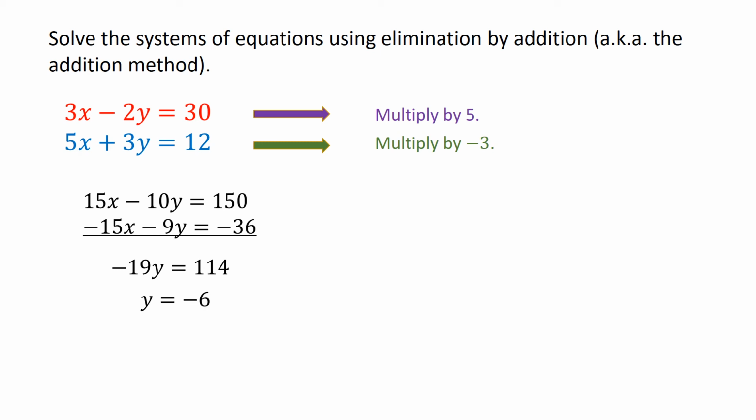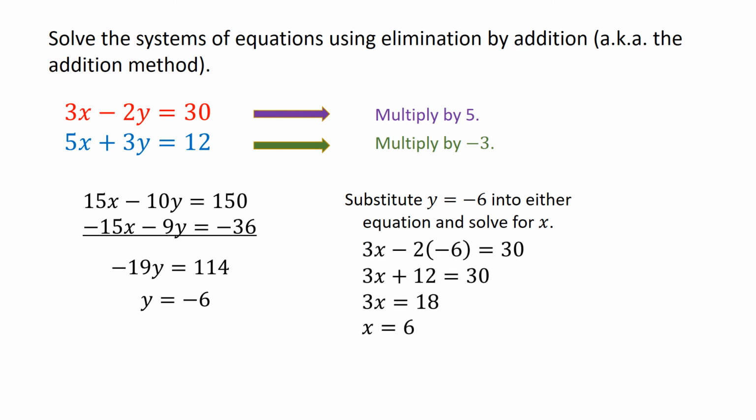And now I can choose either equation I want. I'm going to go back to the originals before I multiply by anything. Choose either one and substitute the negative 6 in for y. So I chose to use the first equation. So I had 3x minus 2 times negative 6 equals 30. And after I performed my algebra steps, I ended up with x equals 6. So 6, negative 6 was my solution.